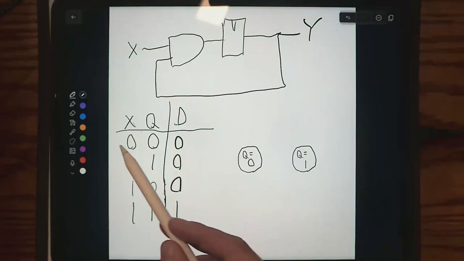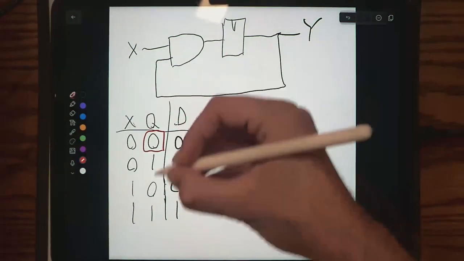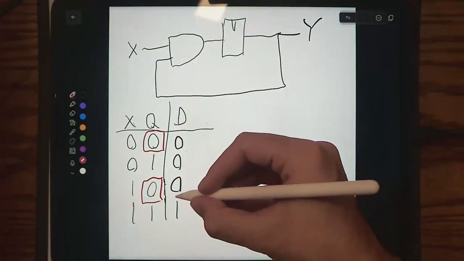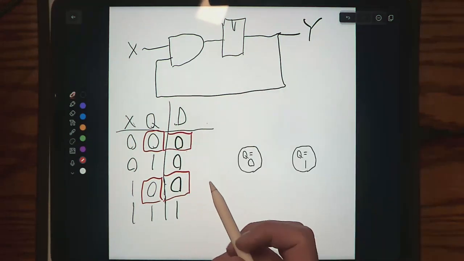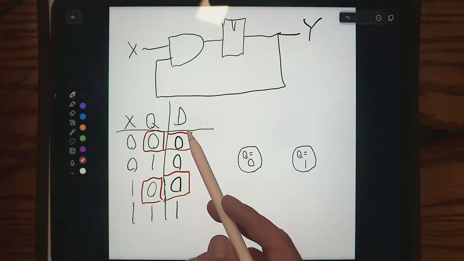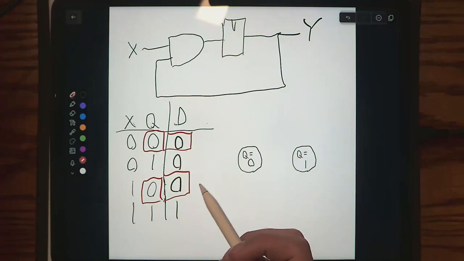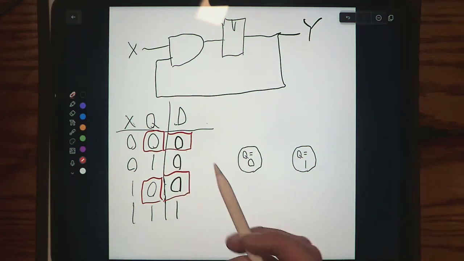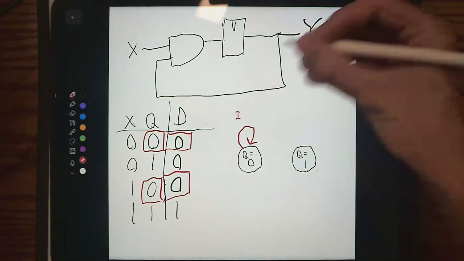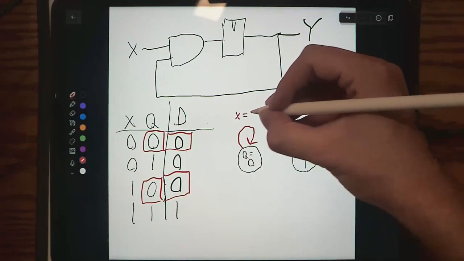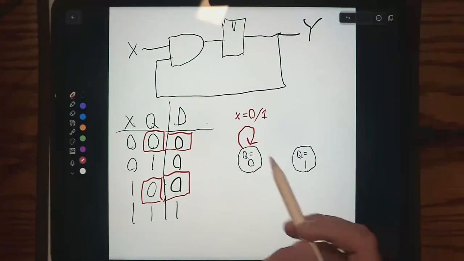So we can see that for q equals 0, which is this case and this case, no matter what, it actually looks like we will always be transitioning to what state? If we were in the 0 state, what will the next state always be? Yeah, 0. So this just shows that no matter what the input, so say x equals 0 or 1, we will transition back to the 0 state, okay?